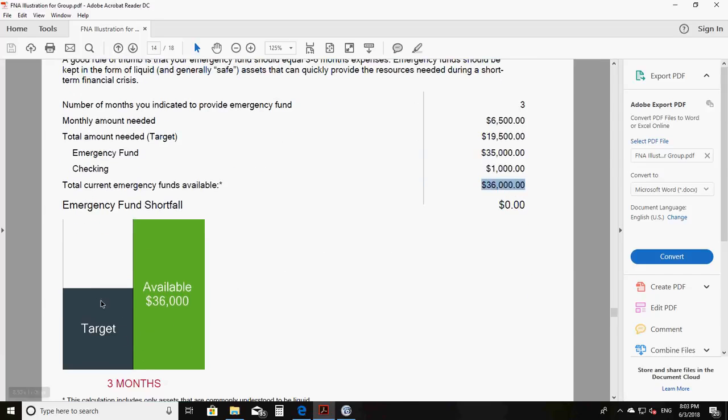So you can see the analysis down here. The target is overwhelmed by the availability of funds. So we do have more than enough available, so there is no shortfall. If there was a shortfall, it would be reflected accurately here.